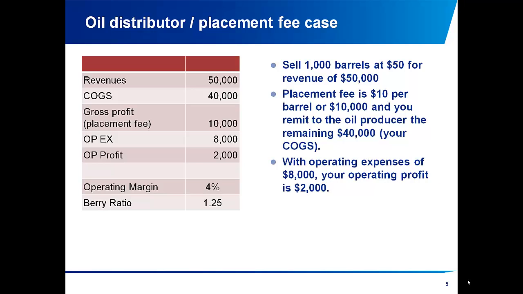Now, if you calculate the operating margin, you'll get a number of 4%, the $2,000 of operating profit over the revenues of $50,000. And the Berry ratio, which would be the gross profit of $10,000 divided by the operating expense of $8,000, will be 1.25. Now let's take this example and work through what happens as the price of oil goes up and down.